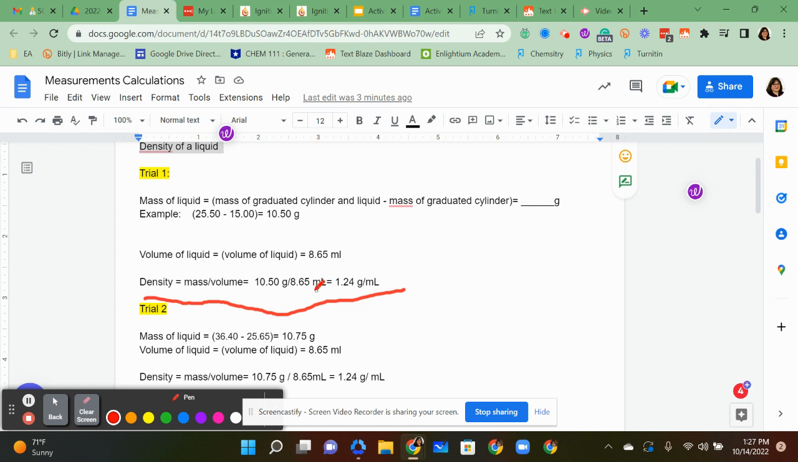Again, pay attention to significant figures. The 8.65 has 3 significant figures. 10.50 has 4. So my answer is going to have 3 significant figures. You need to do that for each one of the trials.